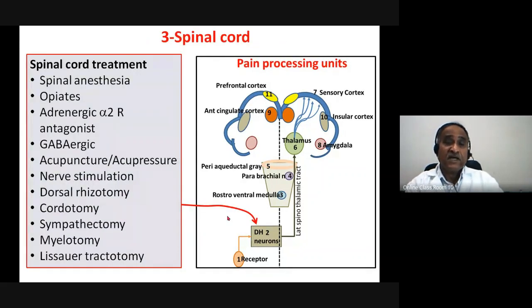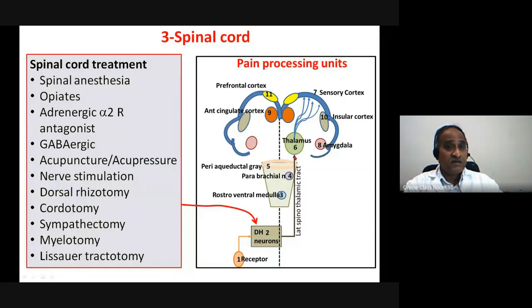Then in the spinal cord, we have a number of options. So that is in the dorsal horn neurons. This is the segment where we are trying to look. So starting from spinal anesthesia, you do the lumbar puncture and inject some local anesthetic agent, so that the impulses in the spinal cord will not ascend up in the lateral spinothalamic tract.